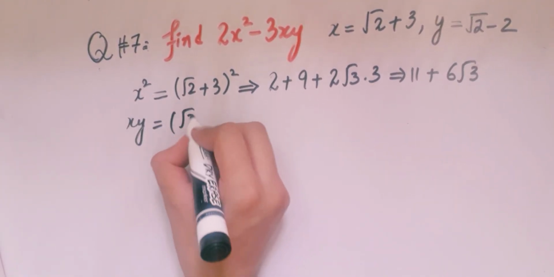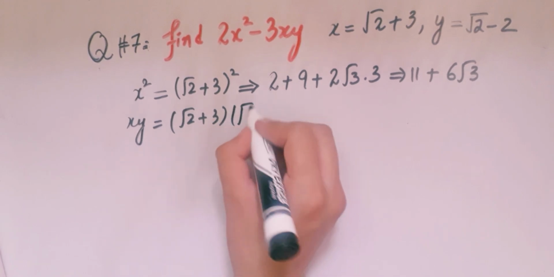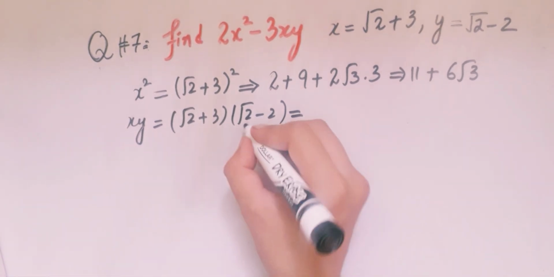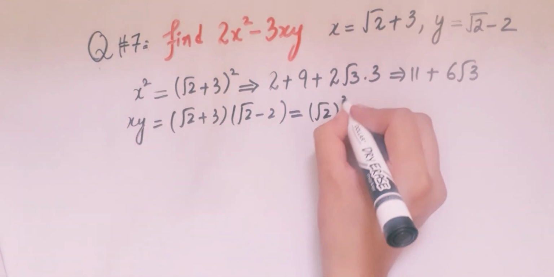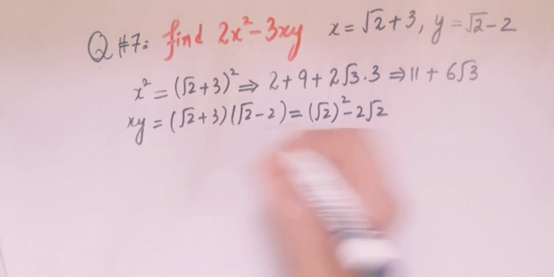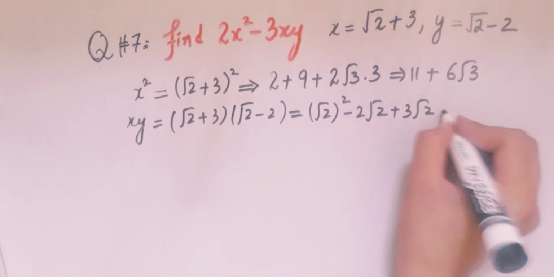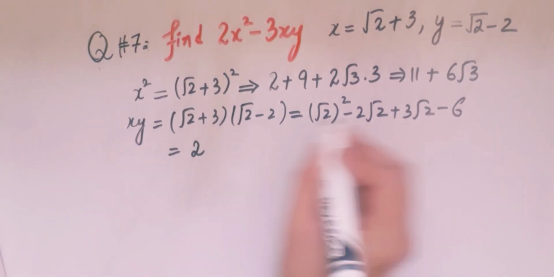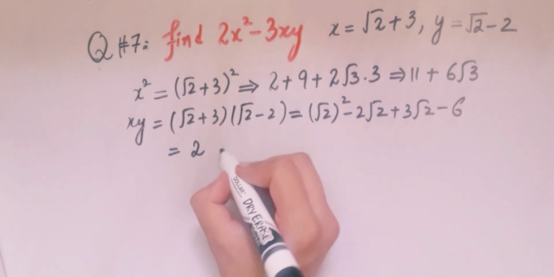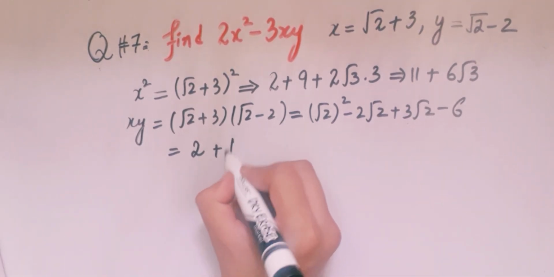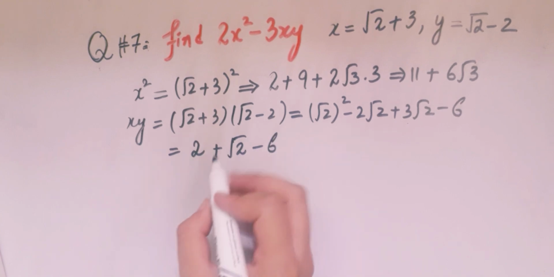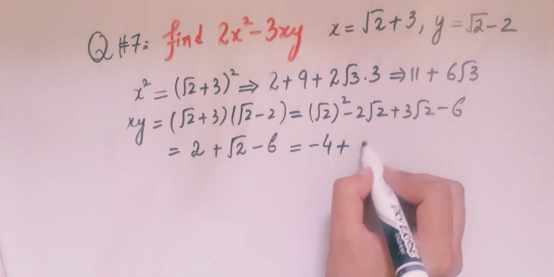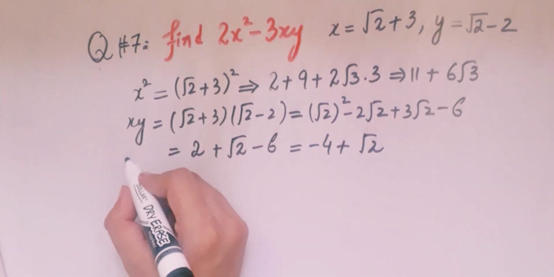x is square root of 2 plus 3 and y is square root of 2 minus 2. By multiplying both these, square root of 2 by square root of 2 is 2, minus 2 square root of 3 plus 3 square root of 2 minus 6. We will get 2 minus 2 square root 3 plus 3 square root 2 minus 6. Then 2 minus 6 is minus 4 plus square root of 2. So this is the value of xy.